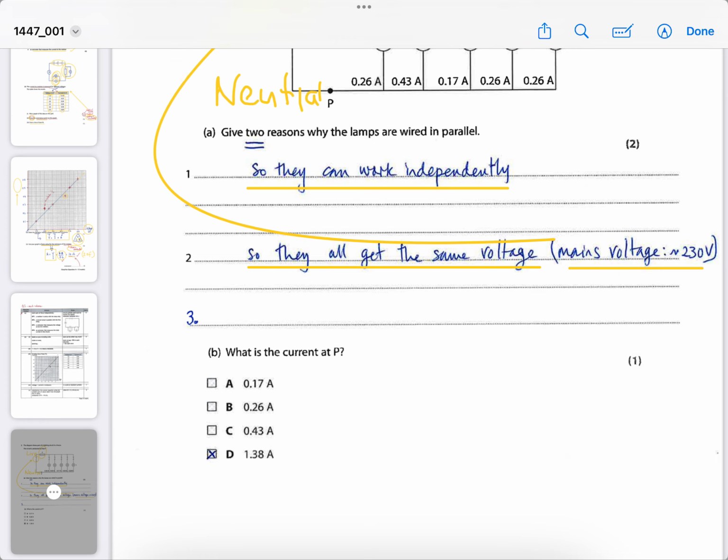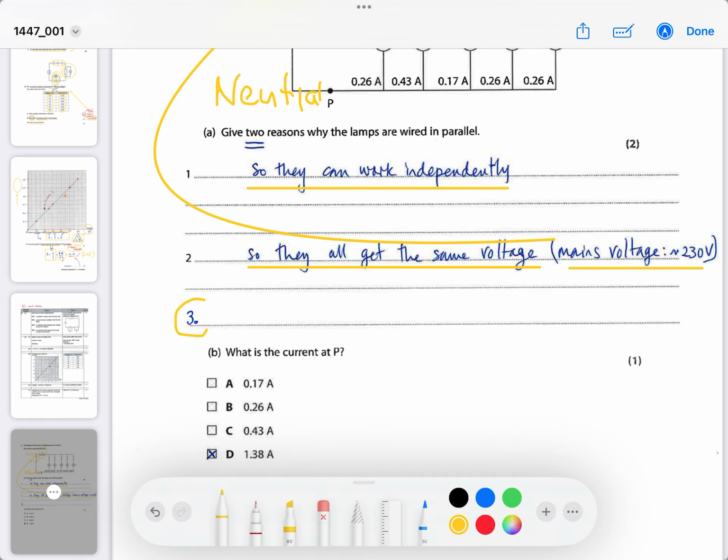So we'll have a look at the mark scheme to see what would be an alternative that they would accept for the 2 marks of this question. But the answers I've given you are the best answers, okay? It then says, what is the current value at P?